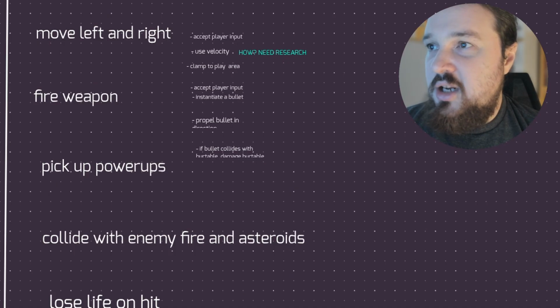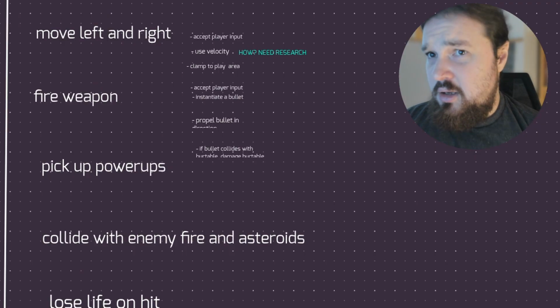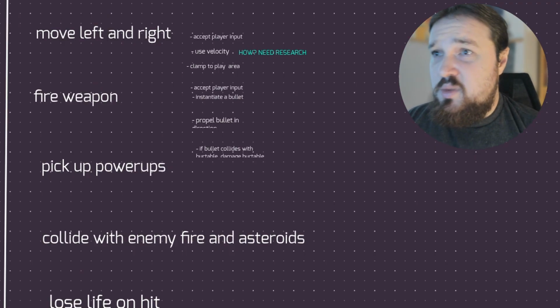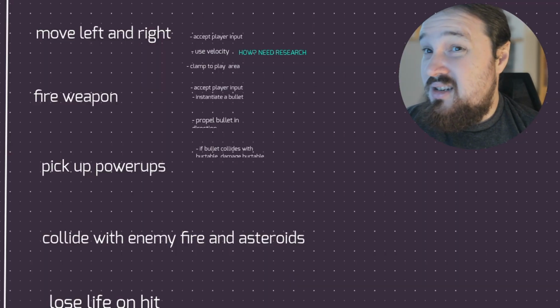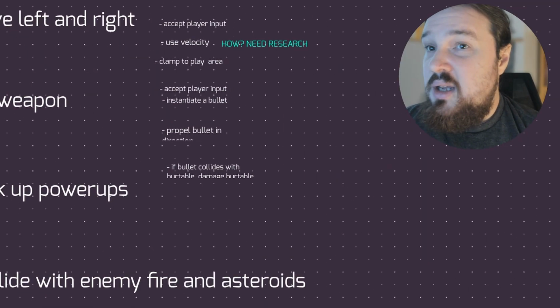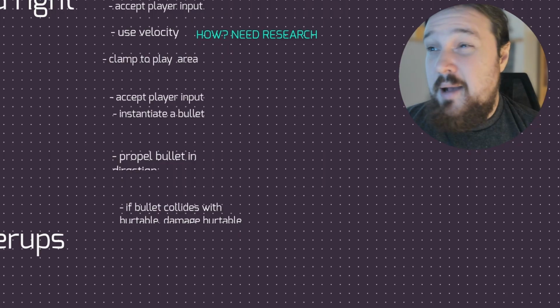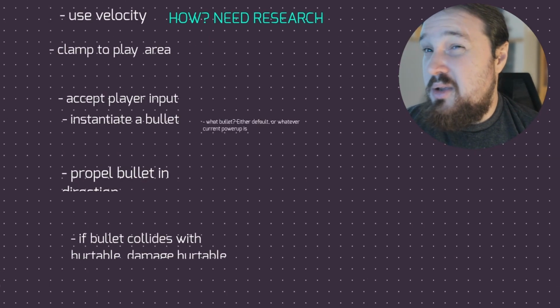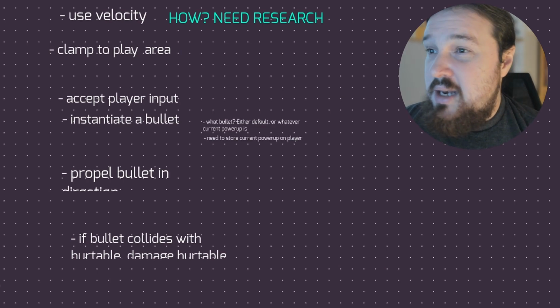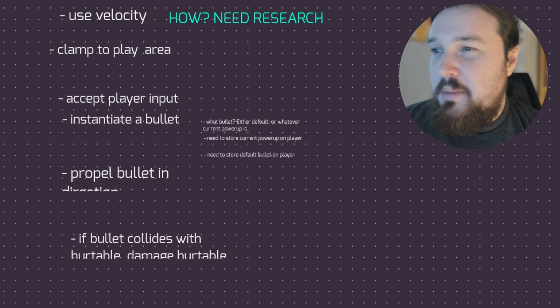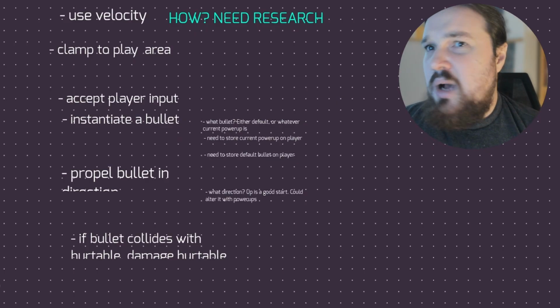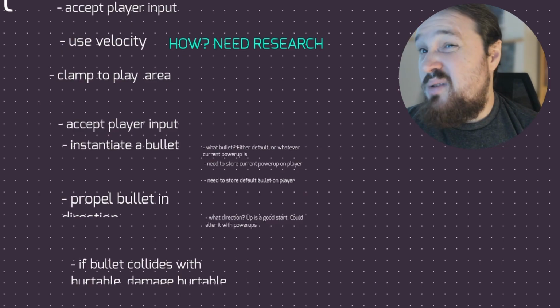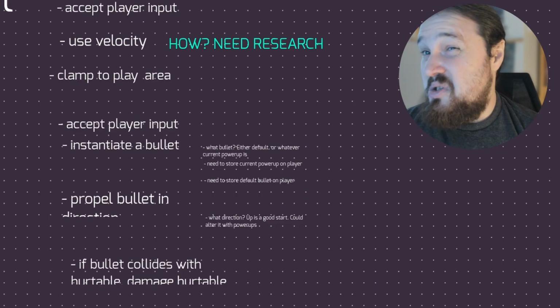So for instantiating a bullet, well, what bullet? Are there going to be multiple kinds of projectiles in this, or just one? Maybe the power-ups define them, so we have to figure that out. We probably need to store the bullet default scene or prefab or whatever on the player. We probably also need to store the current power-up if that is providing a bullet too. And then what direction should we propel the bullet in? We could just do up. I think that's a good start for a default, but we could always define something else with our power-ups. Maybe make a note of that as something you can explore or talk to your designers about.